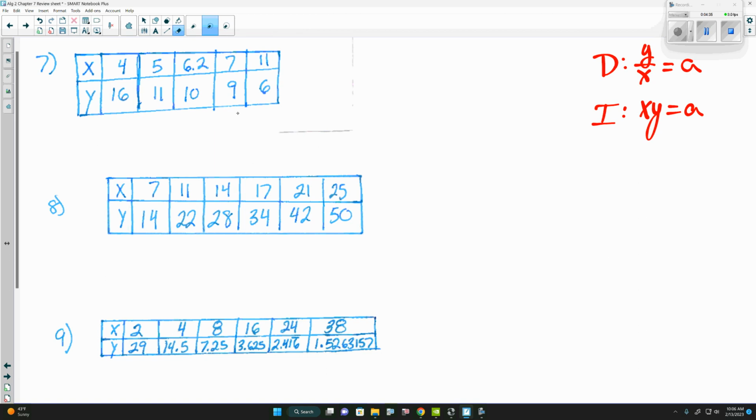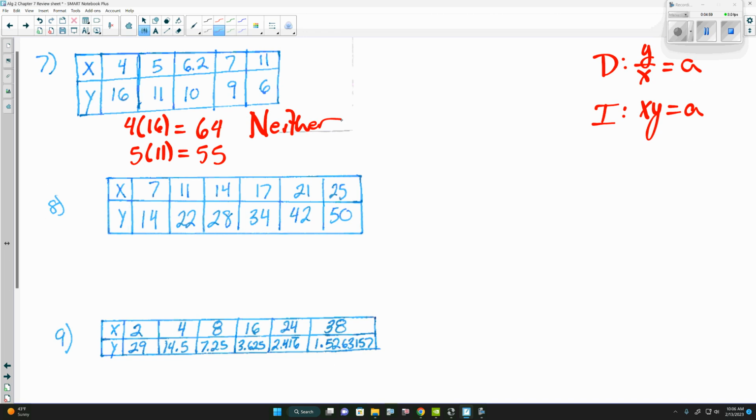Now we can try inverse variation. So we'll multiply them together. 4 times 16 is 64. 5 times 11 is 55. Those are not the same, so this is neither. Because we didn't get the same amount when we were dividing, we didn't get the same amount when we were multiplying, so it is neither.